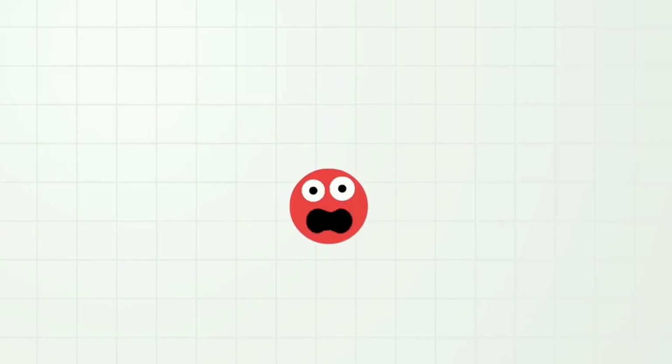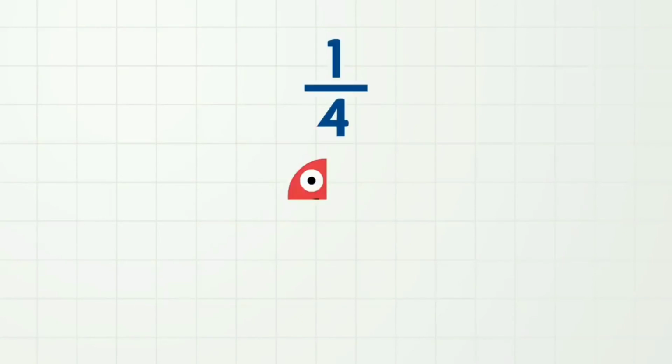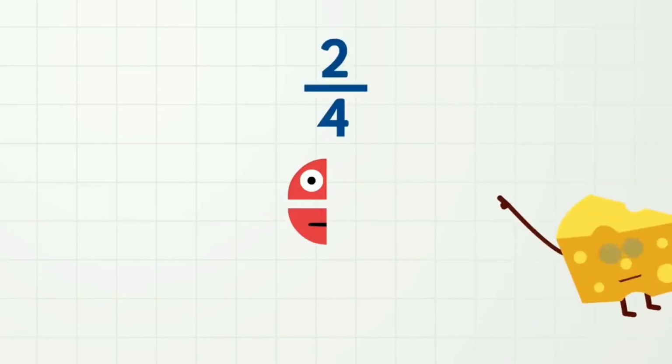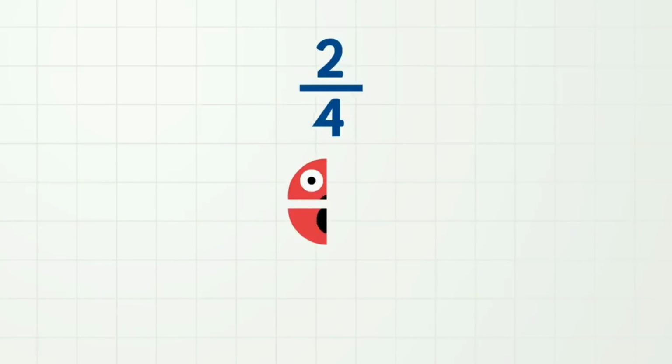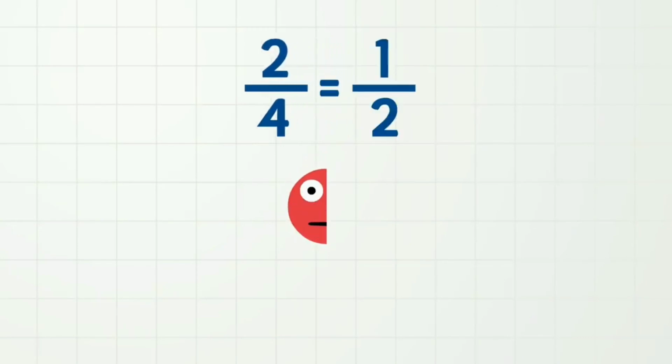Okay, let's review because it might be a little confusing. Uh-oh, where did I go? Don't worry. So, this is 1/4 of me, or 1/4. This is 2/4 of me, or 2/4. And 2/4 is also the same as 1/2.